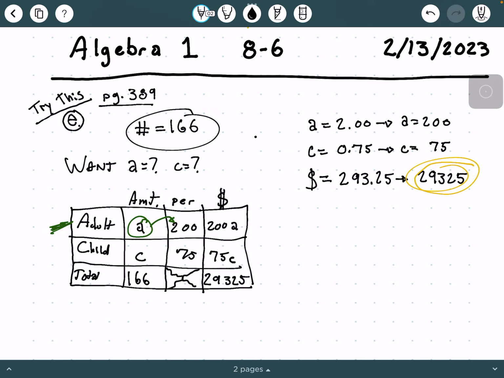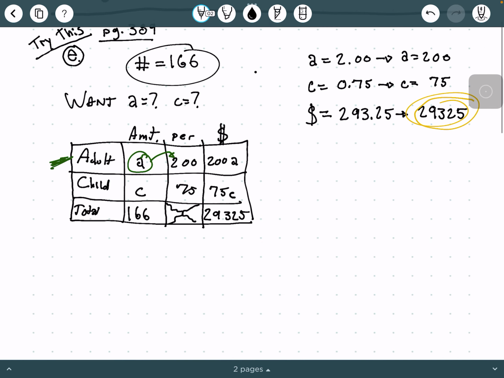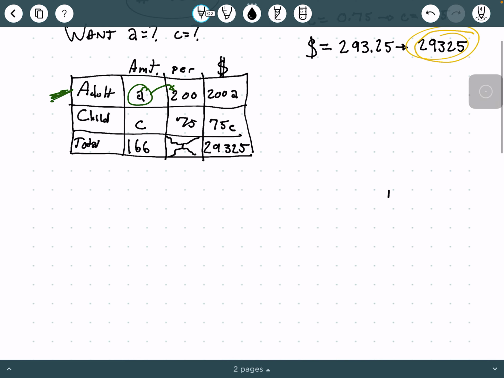So now we have these things that we can run with. Right now we know that the total amount of people is 166. Well, how do we figure out the total number of people? We know that if we have the number of adults plus the number of children, we're going to equal this total, and it's going to be 166. So that's one equation that we have here, and it comes from here.